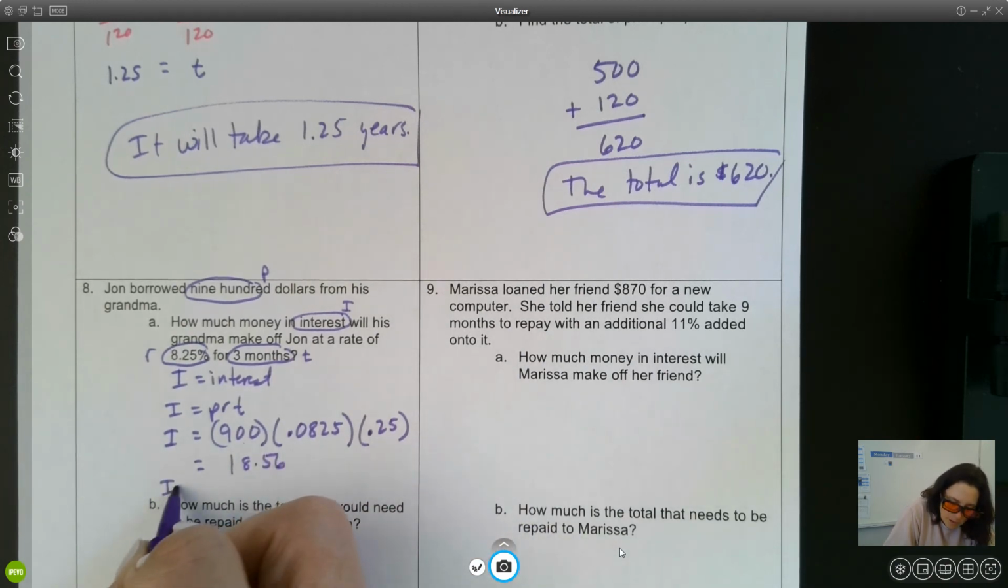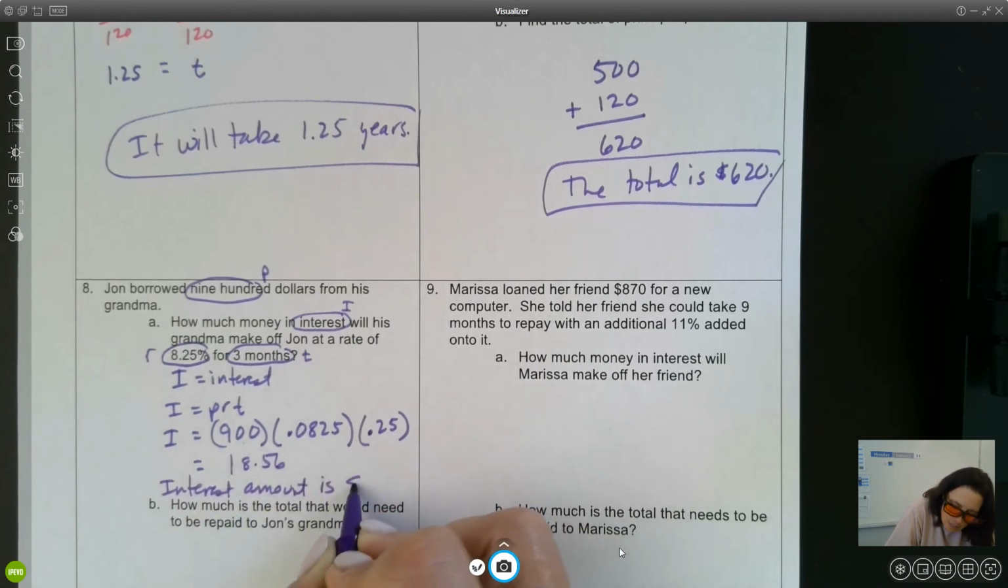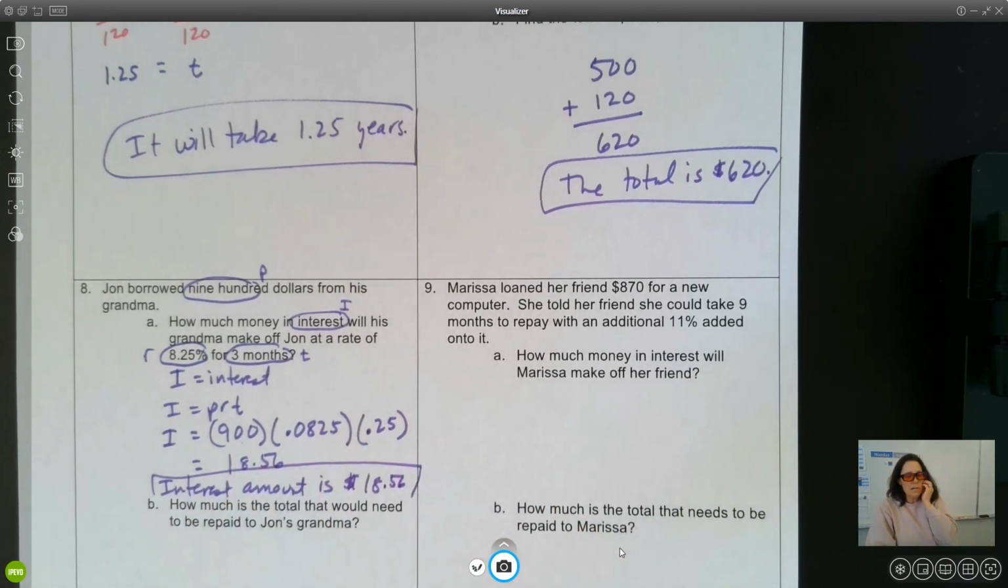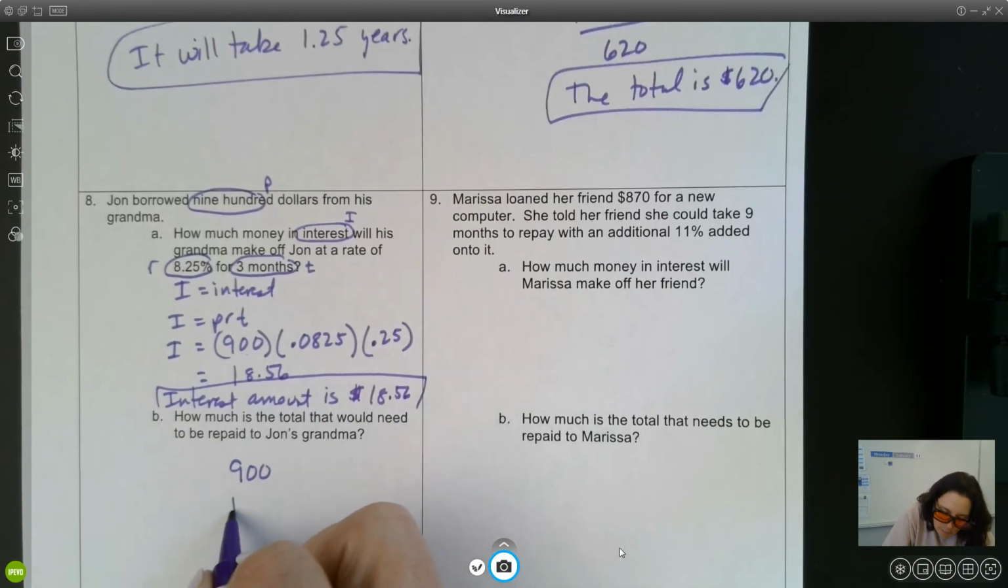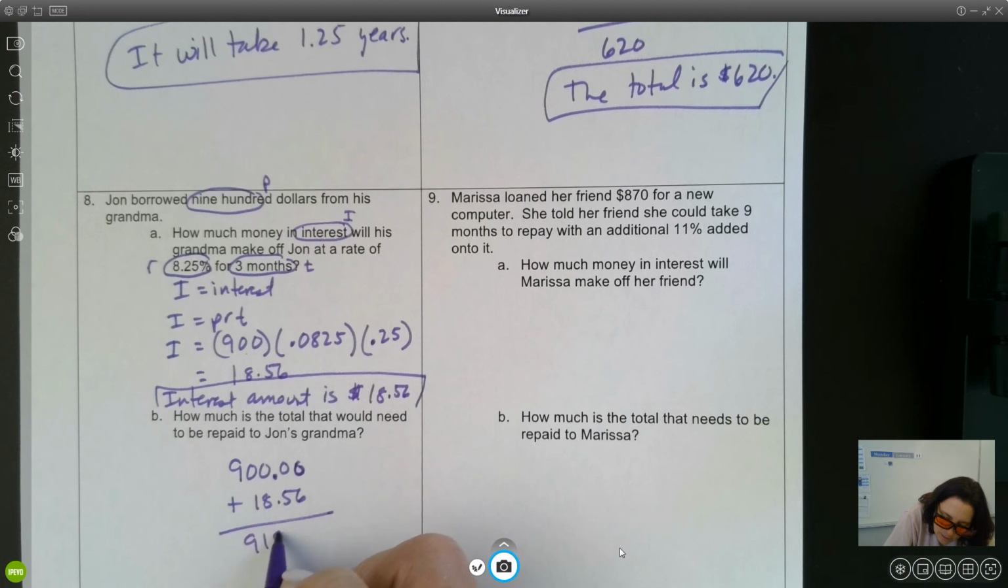So the interest amount is $18.56. How much is the total that would need to be paid to John's grandma? Well, you need to give her back the 900 bucks plus the 18.56. So 918.56. John owes a total of $918.56.